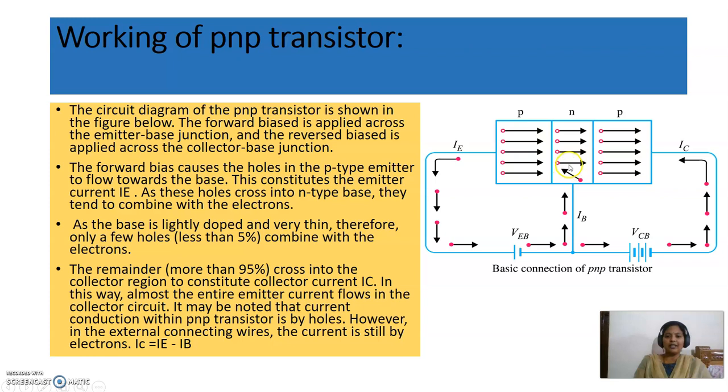So electron hole recombination takes place in a very small amount. As the base is very lightly doped and very thin in size, only a few holes, less than 5%, will combine with the electrons in the base region. The remaining 95% reach the collector region and constitute the collector current IC. In this way, almost the entire emitter current flows into the collector circuit. It may be noted that the current conduction within the PNP transistor is by holes. However, in the external connecting wire, the current is due to electrons. So, IC is equal to IE minus IB. Thank you.